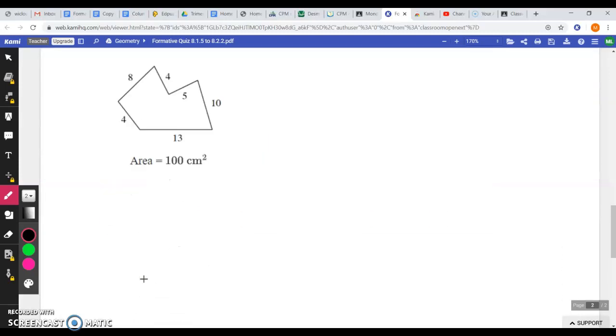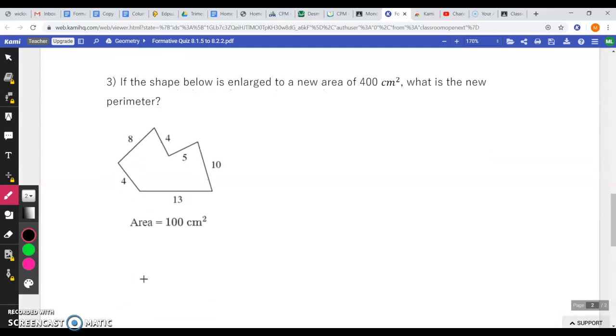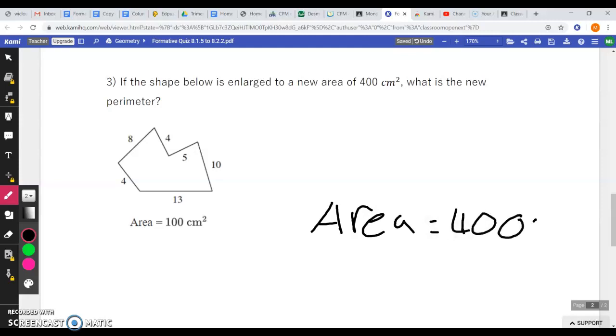All right, last one, I believe, right? Yeah. All right. If the shape below is enlarged to a new area of 400 centimeters, what is the new perimeter? Okay. So we have an area, it's saying right down here, the area of this shape is 100 centimeters. And there's a new area, same shape but just enlarged. The new area would be 400 centimeters squared.